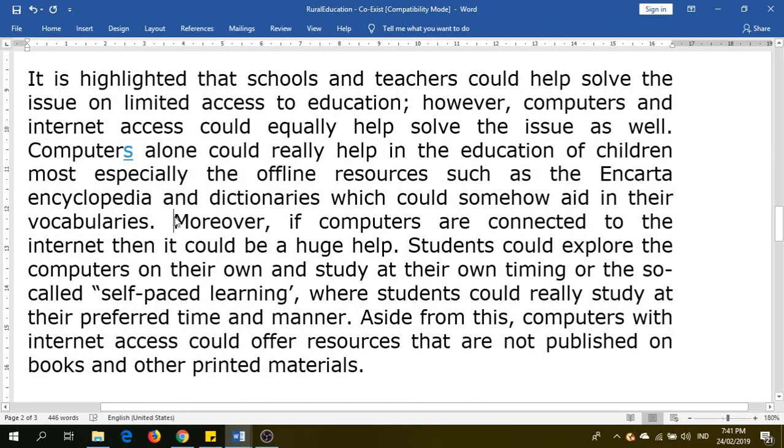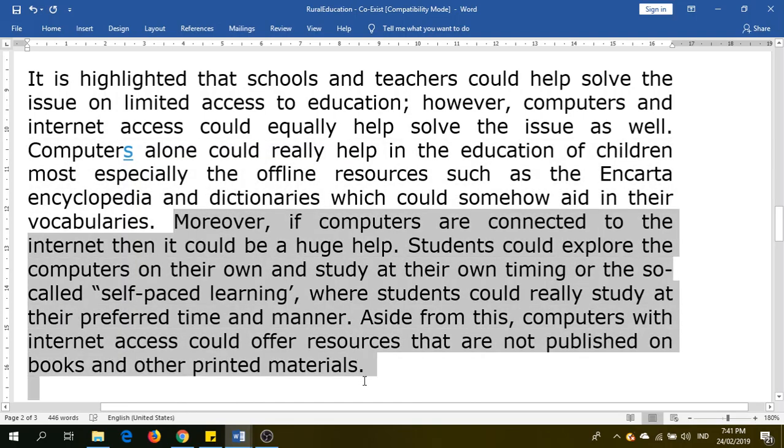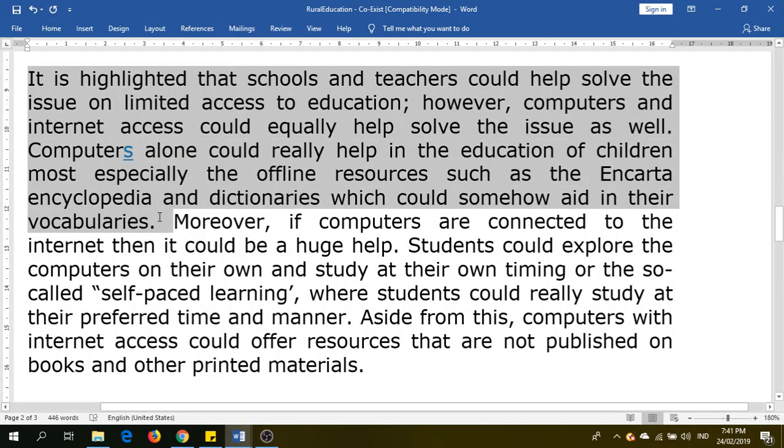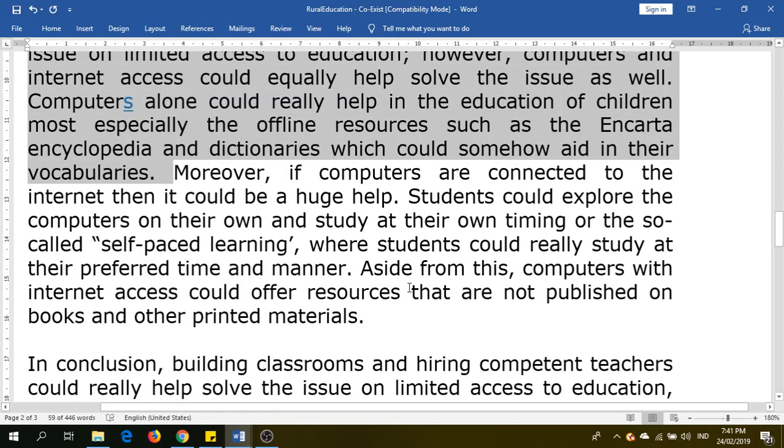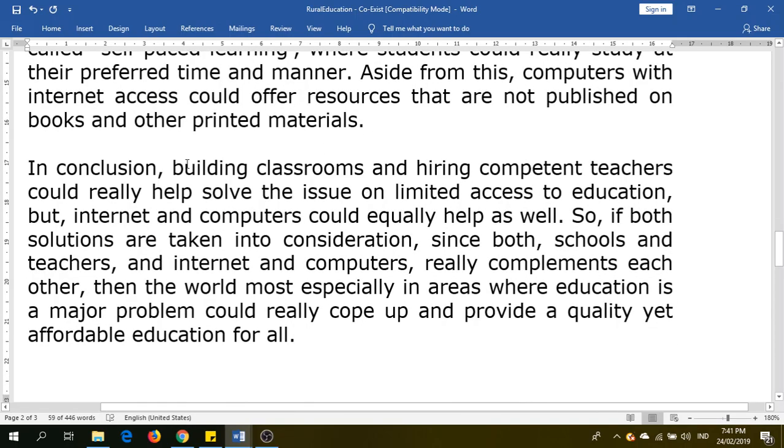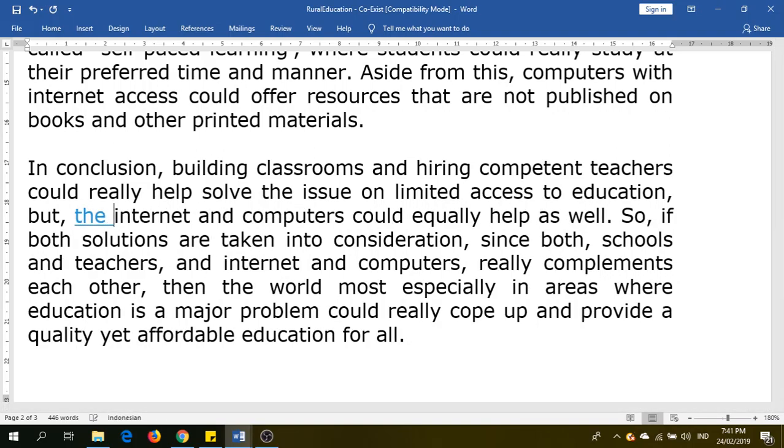So the topic prompt on computers are over here. The internet is over here, and computers are over here. So with that being said, I think the writers already covered the relevant issue and relevant points, and so the writer is now ready to conclude by saying, building classrooms and hiring competent teachers could really help solve the issue in limited access to education, but the internet and computers could equally help as well. So both solutions are taken into consideration since both schools and teachers and internet computers really complement.